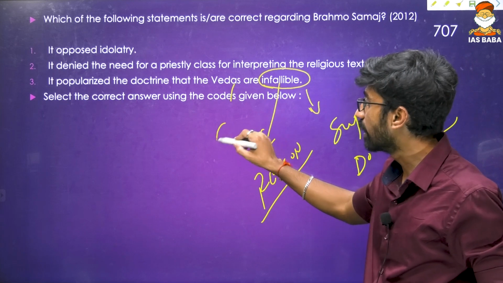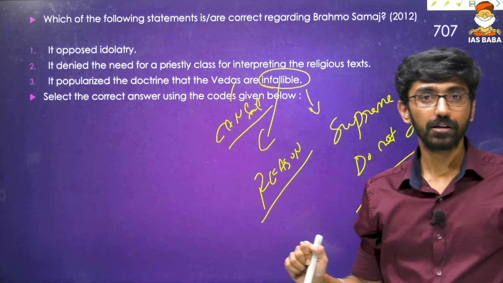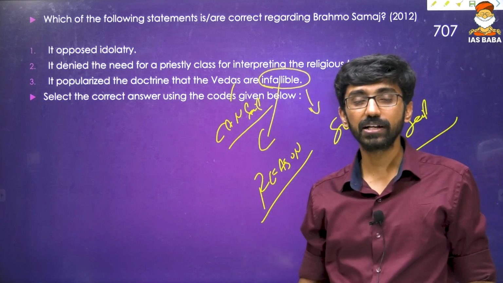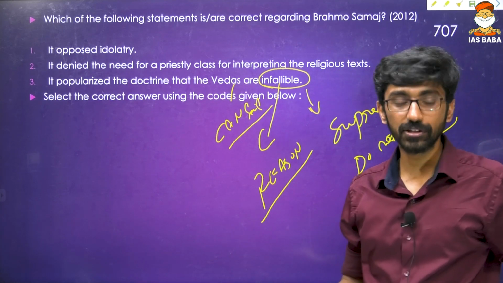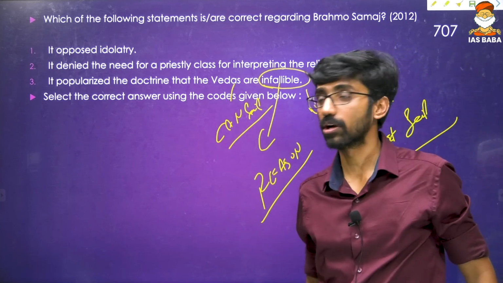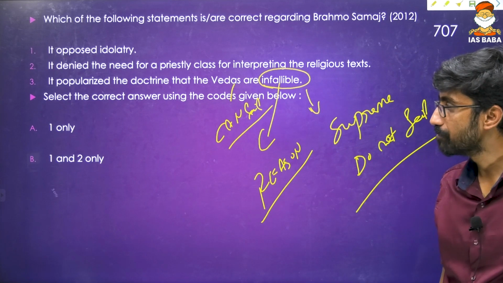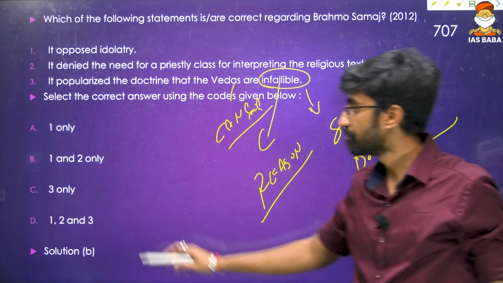Vedas can fail. According to Raja Ram Mohan Roy, Vedas can fail, because he gave more importance to rationality, humanism. So rationalism is one of the major ideologies which influenced the Indian social and religious reform movement. So the third statement is wrong. The options are 1 only, 1 and 2, 3 only, and the answer is B, 1 and 2.